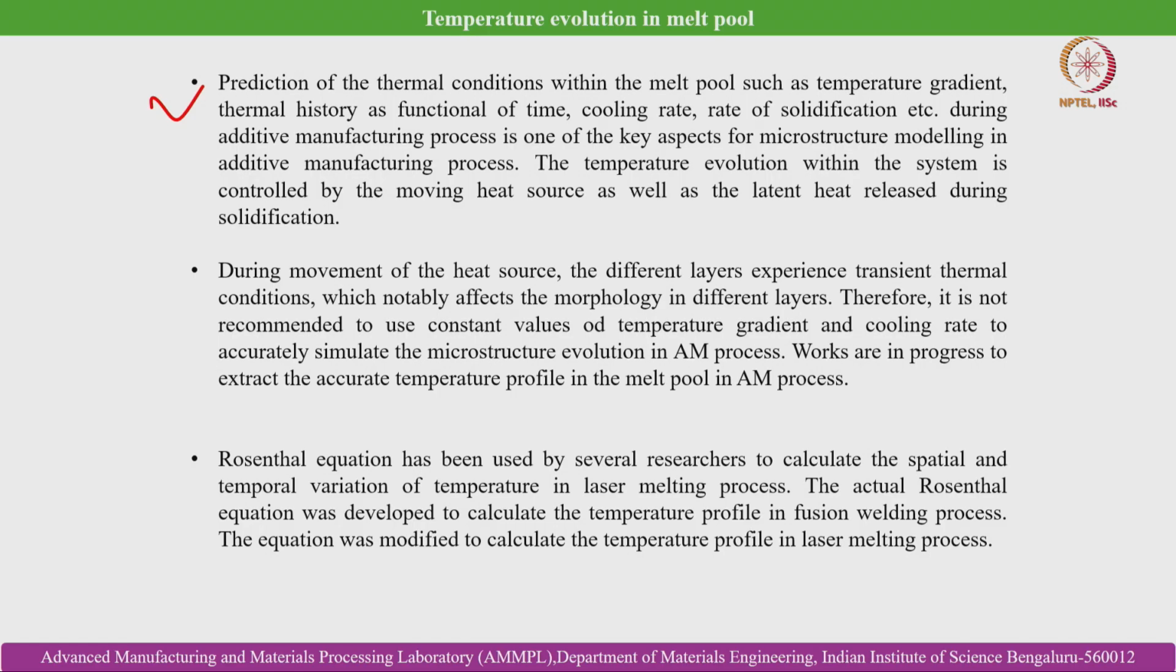Therefore, it is not recommended to use constant values of temperature gradient and cooling rate to accurately simulate the microstructure evolution in the AM process. Here you can see there is a very big difference, because in case of casting we generally consider a constant cooling rate and temperature gradient, which is impossible and highly inaccurate to be considered for microstructure evolution in case of metal additive manufacturing.